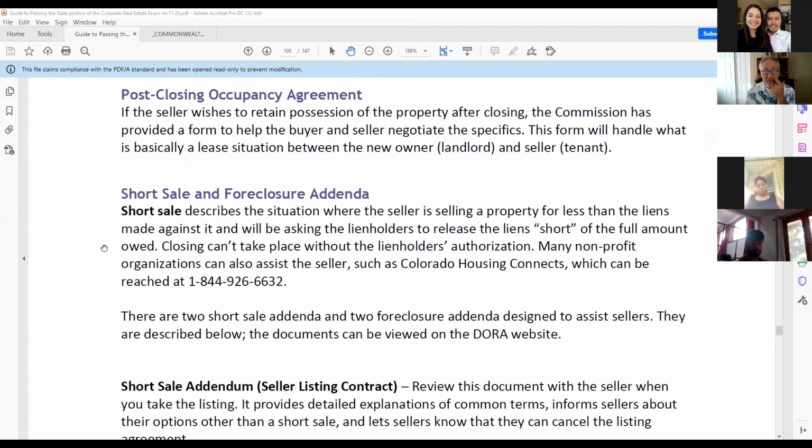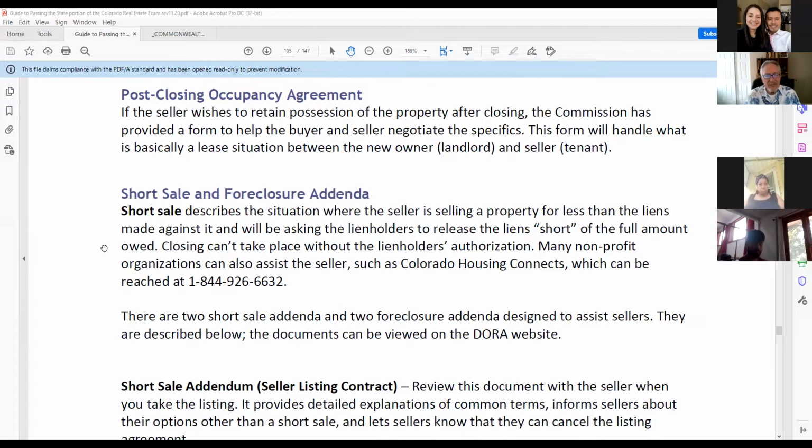All right, there are some other forms that you can see on the website. We don't cover them here, but you're invited to go take a look at those. The post-occupancy agreement, closing occupancy agreement. That's where it turns into basically a lease situation where the seller turns into the new tenant, and the new owner is now the landlord. So take a look at that. It's very straightforward.